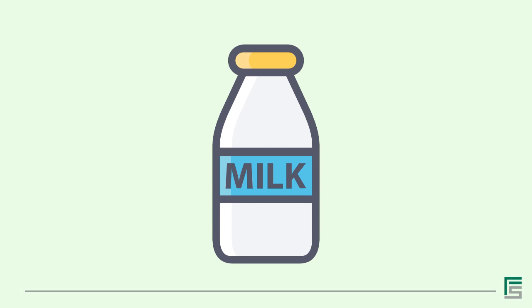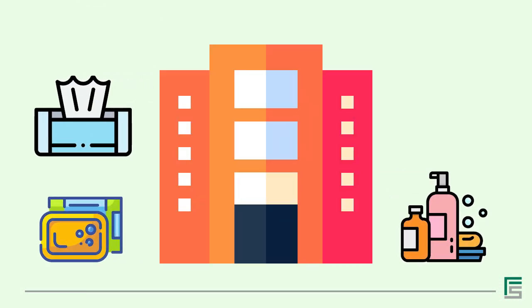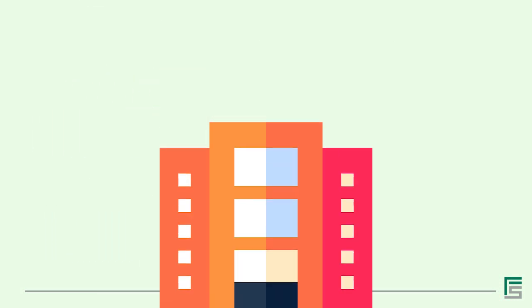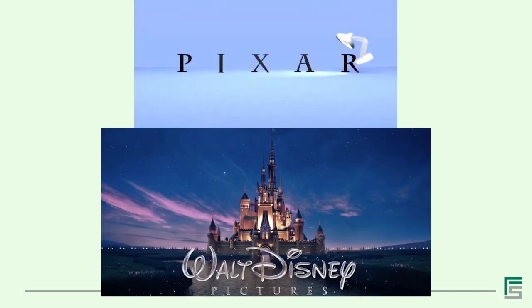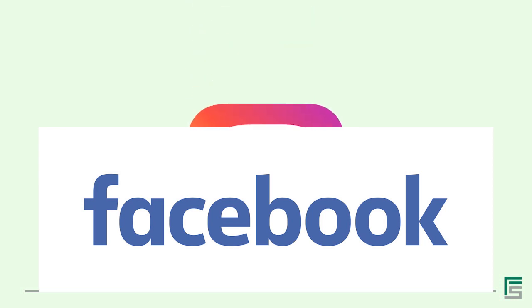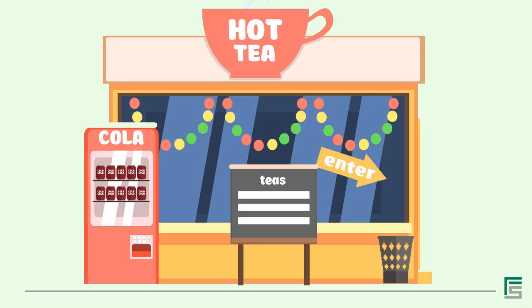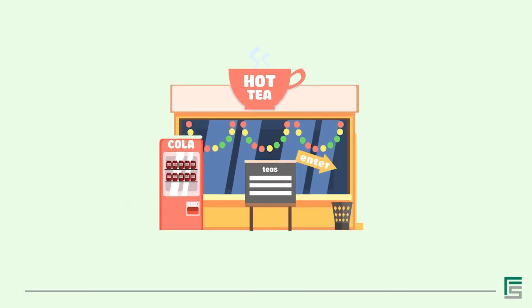Horizontal integration, sometimes referred to as bundling effect or expansions of width, enables companies to broaden their offering range at the level of value chain. Famous examples can be Disney's 2016 acquisition of Pixar and Facebook's 2012 acquisition of Instagram. On a more relatable level, imagine your two local tea shops merging together to create a super tea shop. Now, wouldn't that be a sight to see?